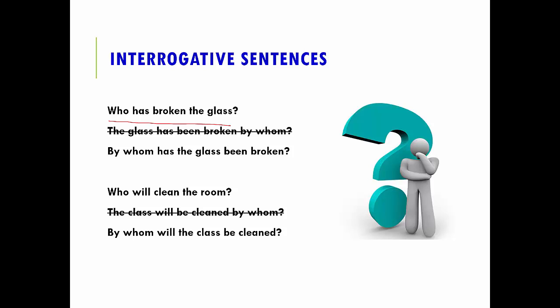The common mistake which I've seen children doing is, when we say change this to passive voice, it immediately says the glass has been broken by whom? Or if you look at the second sentence, the class will be cleaned by whom? When you speak, it doesn't seem so wrong. But when you write, this is a very, very wrong structural usage.